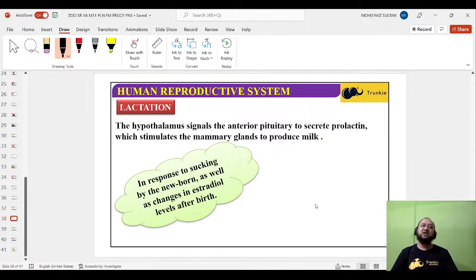The hypothalamus, which is located near the pituitary gland, signals the anterior pituitary to secrete prolactin, another hormone which stimulates the mammary gland to produce milk. This happens in response to sucking by the newborn baby, as well as changes in estradiol levels after birth.